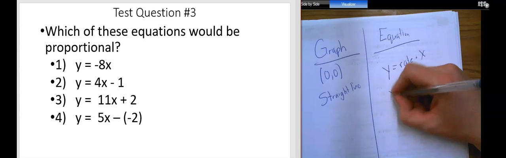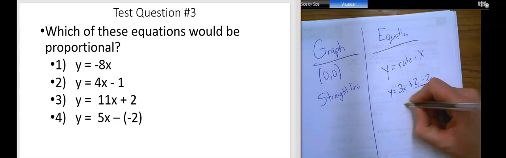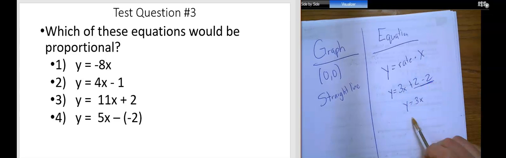One tricky one that they might throw at you is y equals 3x plus 2 minus 2. Because plus 2 minus 2 is 0, this is really just y equals 3x, which means y equals rate x. That's a tricky one just to watch out for.